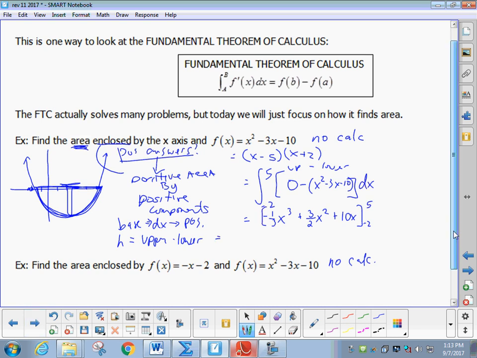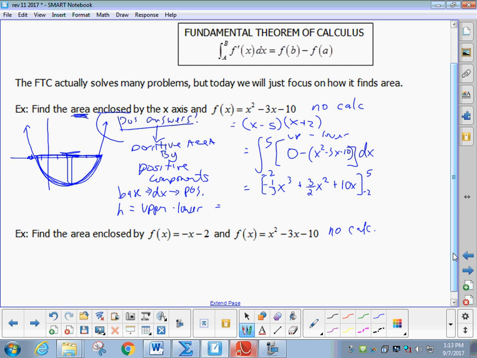If you're good at the arithmetic of this, then fine. But if you're not so good and you get lost in it, take a few pointers from an old guy who did this without a calculator for years and years, decades actually. And follow these kind of steps to doing this easily and well. When I evaluate it at 5, the upper limit, I get negative 125 thirds plus 75 halves, plus 50. Do you agree?